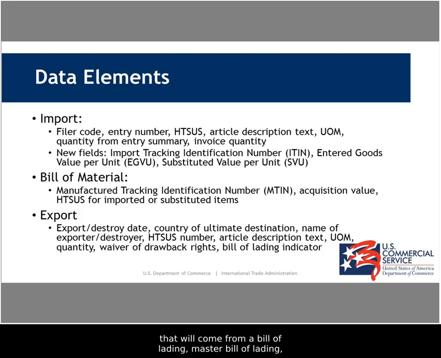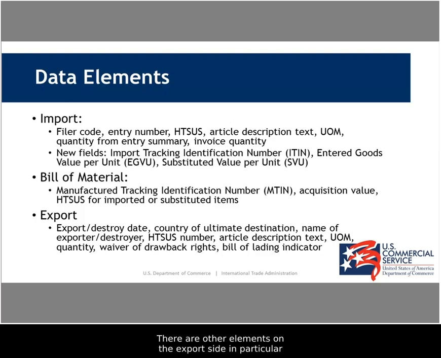That will come from a bill of lading, master bill of lading, a B3 if you're exporting to Canada, a pedimento if you're exporting to Mexico. So different fields come from different sets of documents, but you will need these data elements just from a very basic starting point in order to file your claim in ACE.